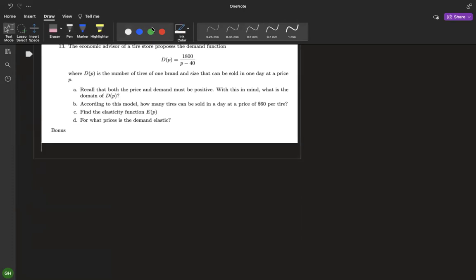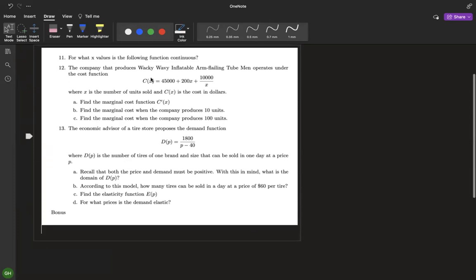Can I interrupt you for one question? Please, yes, please do. Are we going to have to deal with the elasticity functions on the exam? Because that was another thing on the homework I didn't really know how to do. Yeah, if you see elasticity, it's going to look like problem 13, which we'll do next. Okay, thank you.